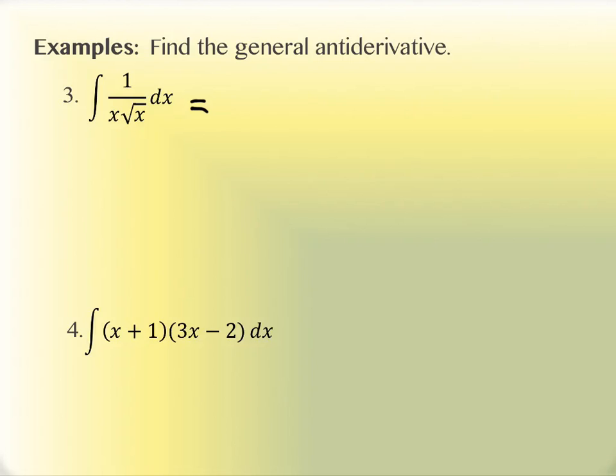All right, what about this one? This one looks weird. What's so weird about this one? There's a square root, right? It's also in the denominator, right? How am I going to change this to use the rules that I have? Because this does not look like the rules that I have, right? What am I going to have to do?